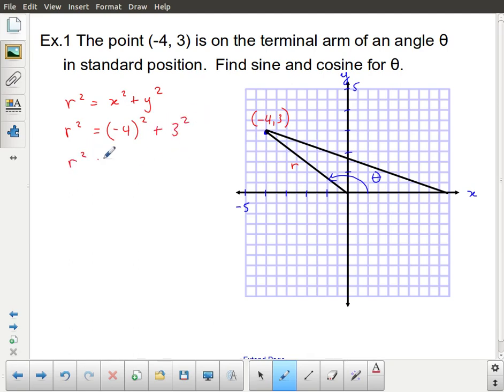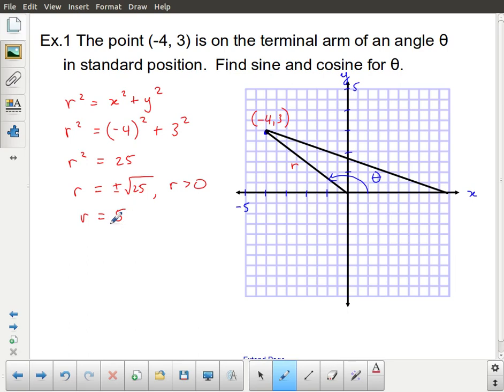We end up with r squared is equal to a total of 25. r is equal to plus or minus the square root of 25, but we know that r has to be greater than 0. So we end up with a final r value of 5. I chose a Pythagorean triple in order to do this because I wanted numbers that worked out nicely.